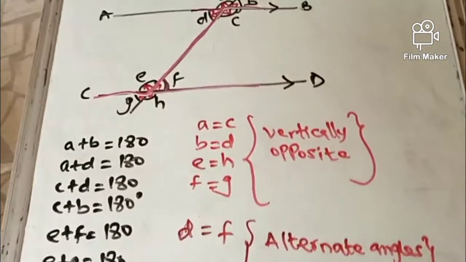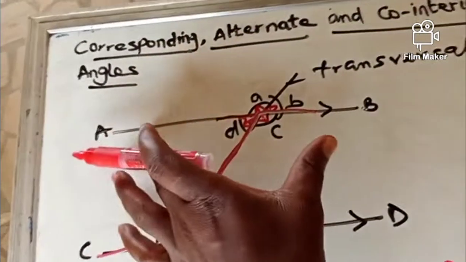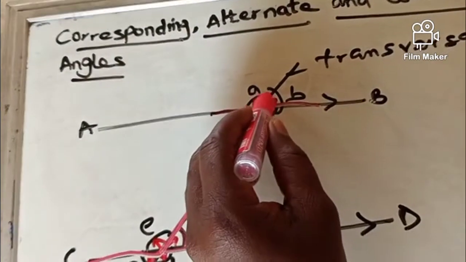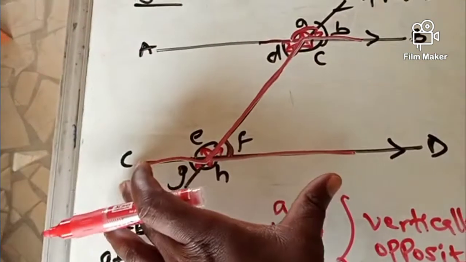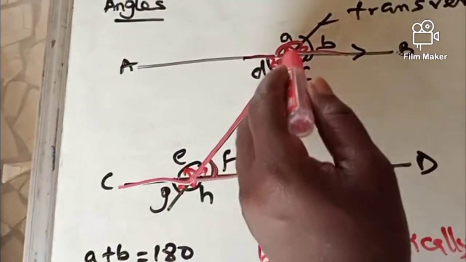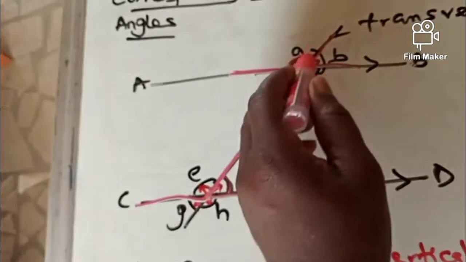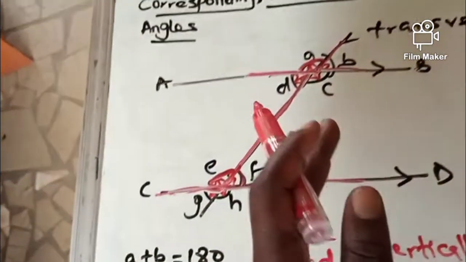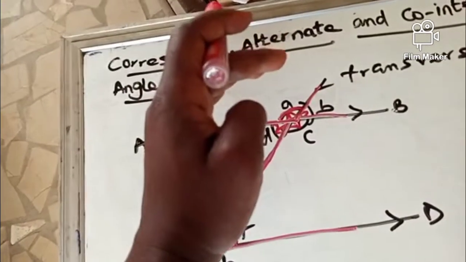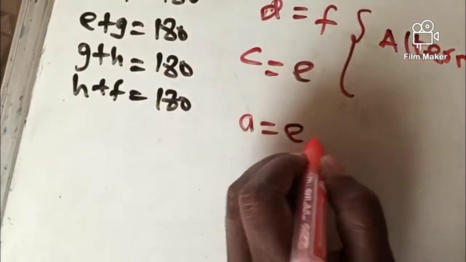Then look at the position that A is occupying on the first straight line. The first straight line here is AB. So on AB, look at the position of A. Now compare it with the second straight line CD. Which angle is occupying the position that A is occupying? The angle that's occupying the same position as A is angle E here. Because A is above the line on the left hand side, and E is also above the line here on the left hand side. So that means A is equal to E.